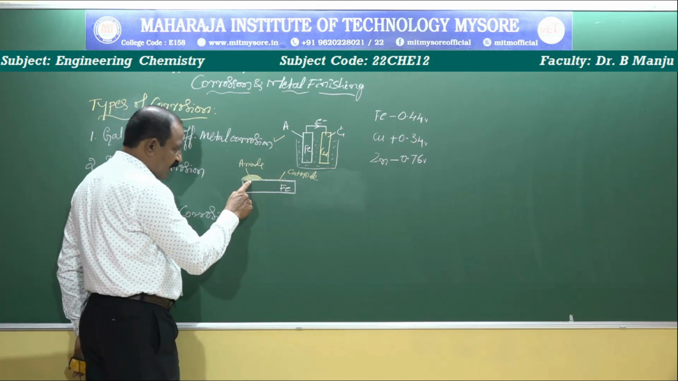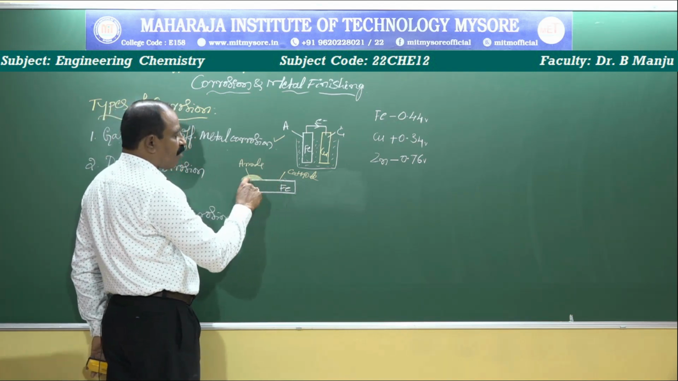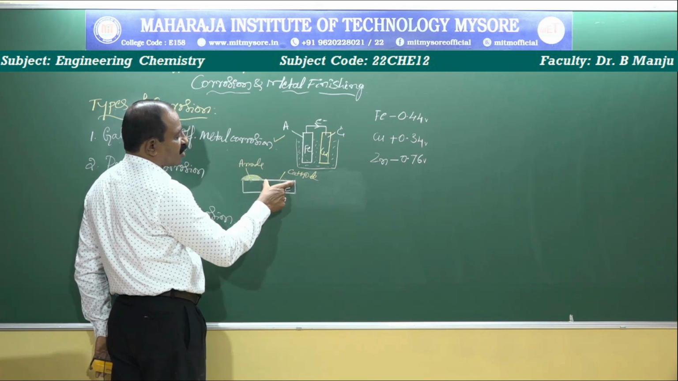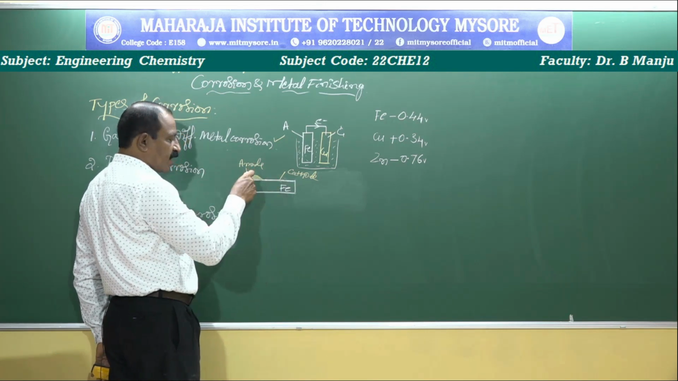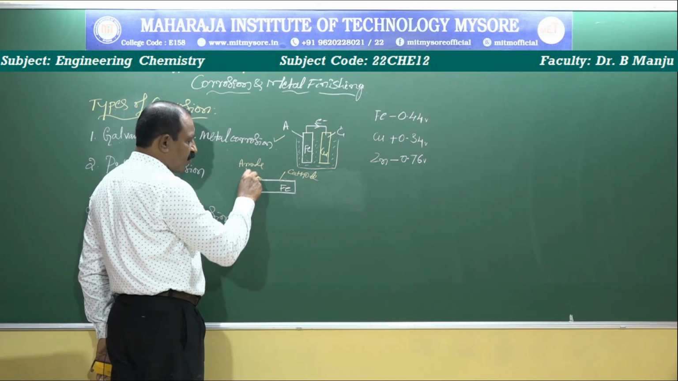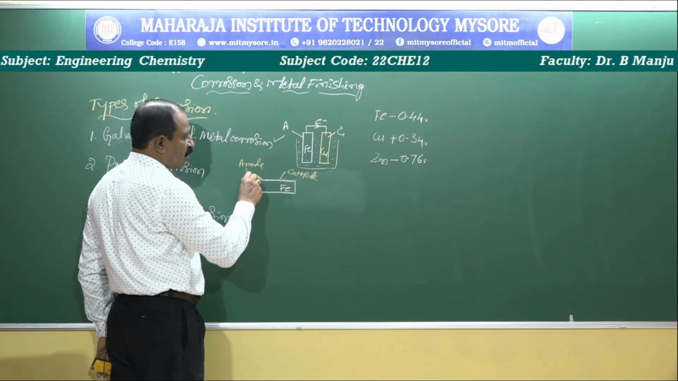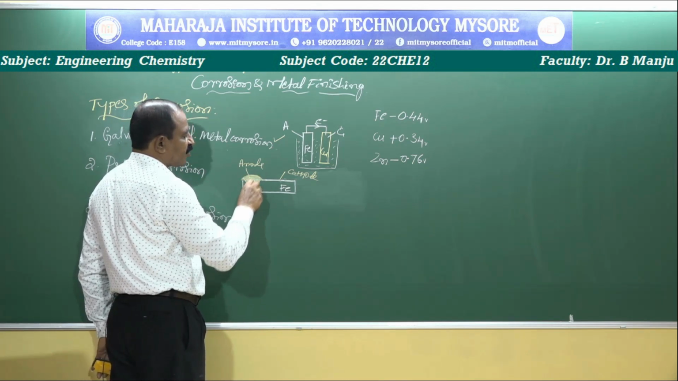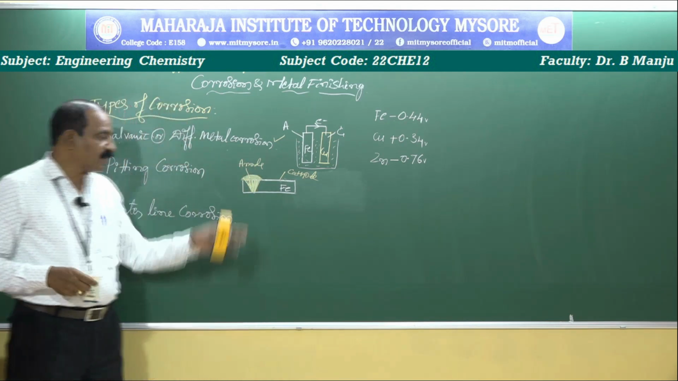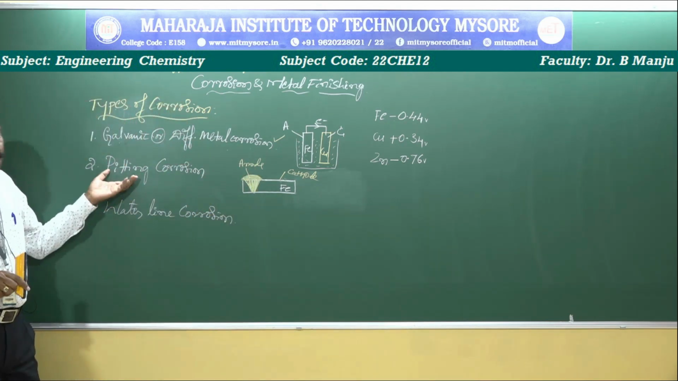Oxidation takes place when electrons are liberated. All electrons are accepted by the cathodic region. Therefore, corrosion is more concentrated on the anodic area. Therefore, it forms a pit or hole. Pinholes are created on the metal surface. That type of corrosion is called pitting corrosion.